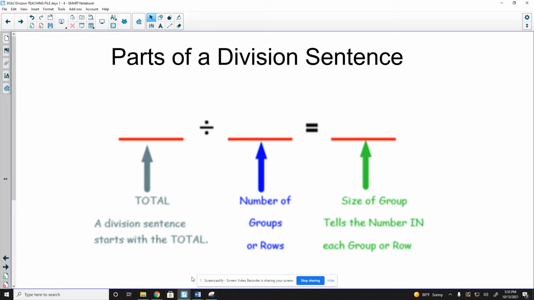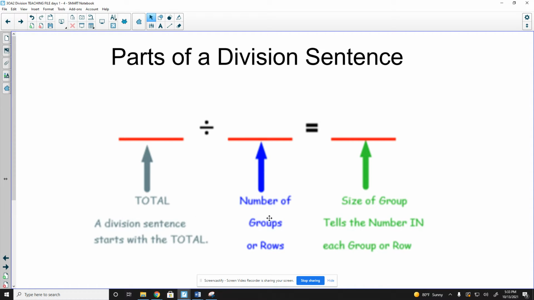Today you're going to practice writing division sentences using information in a word problem. You're going to review the parts of a division sentence. We filled this chart out yesterday. Remember, the part of the division sentence always starts with the total.